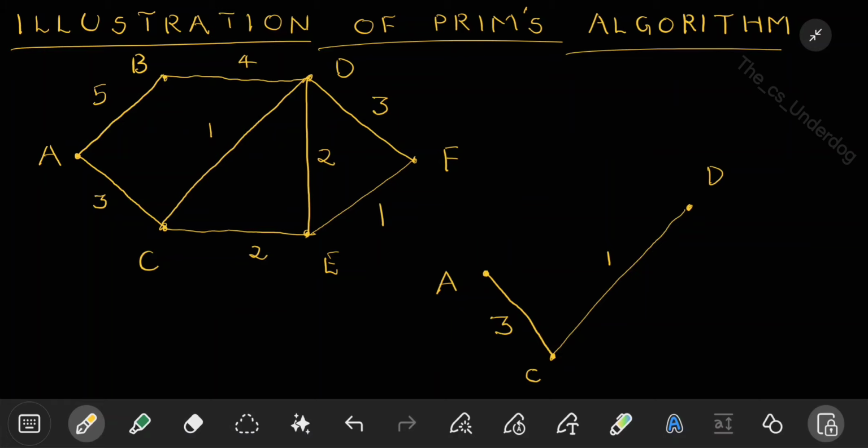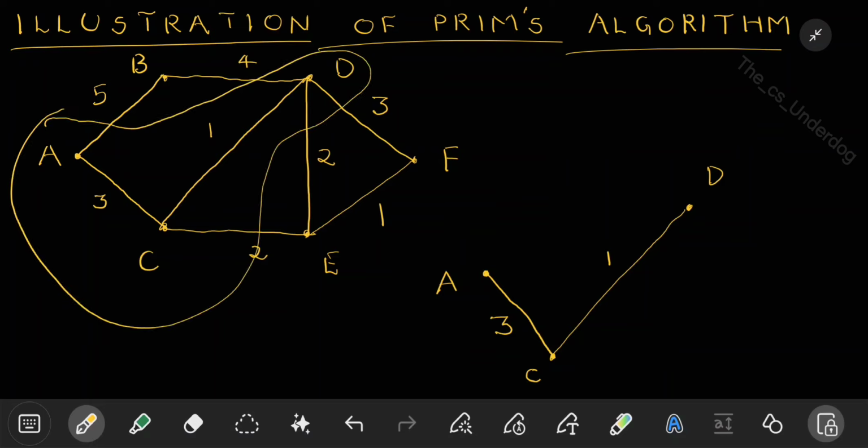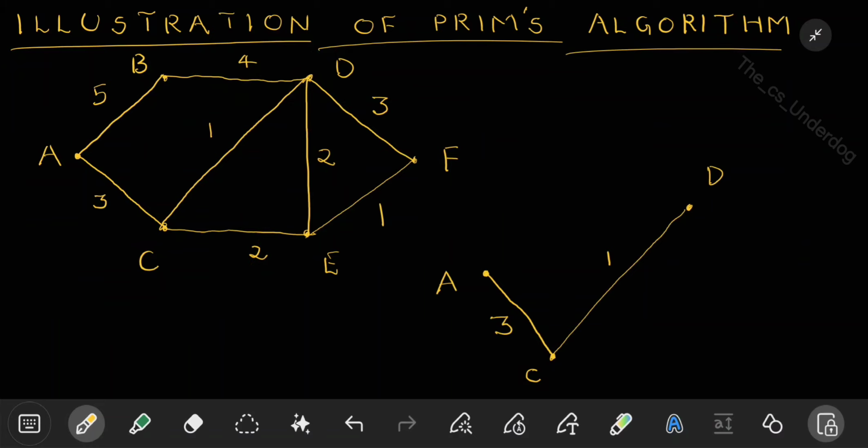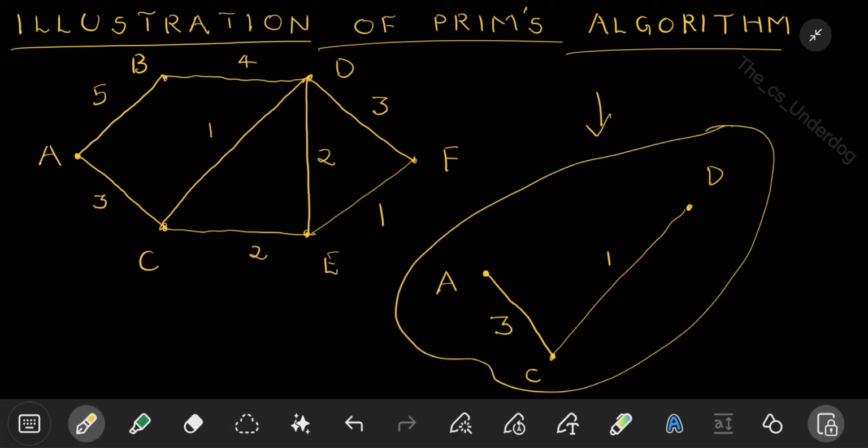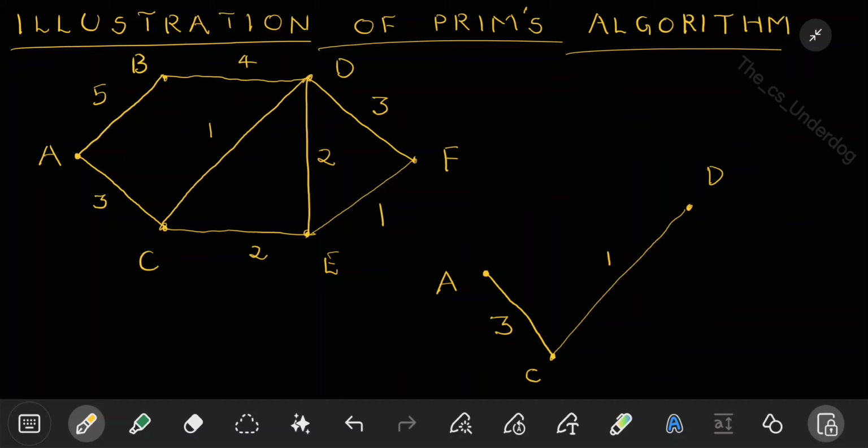Let us see what is the next step. So as of now, A, C and D, these vertices are already part of our MST. E, F and B, these are the three vertices that you have to add to the MST. What will you do? You'll see which is the smallest edge that is passing from the set of vertices inside MST to the set of vertices outside the MST. Which is that smallest one? You have two options here. One is edge CE and the other one is edge DE. Both of these are having edge weight of 2. And let us say we are choosing CE.